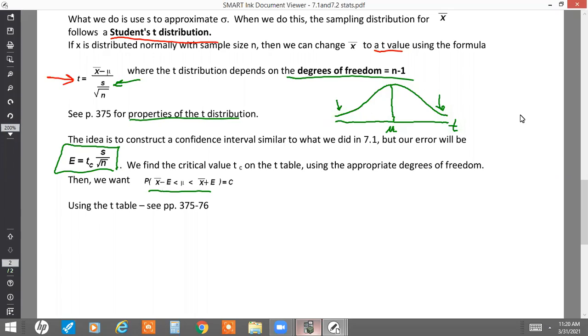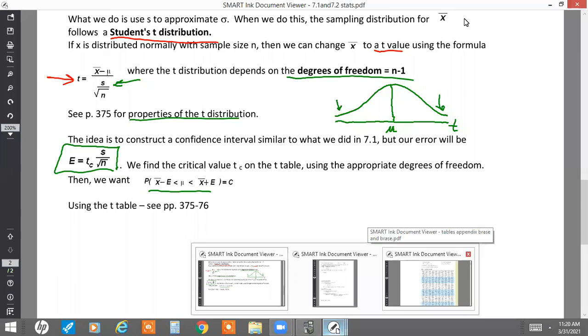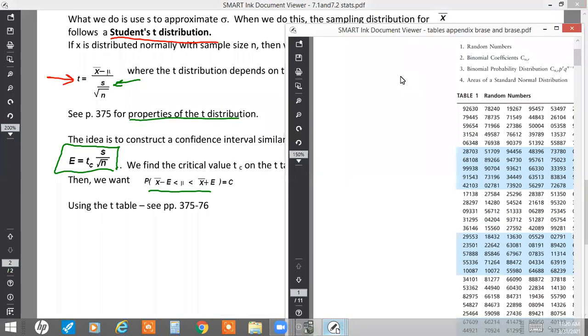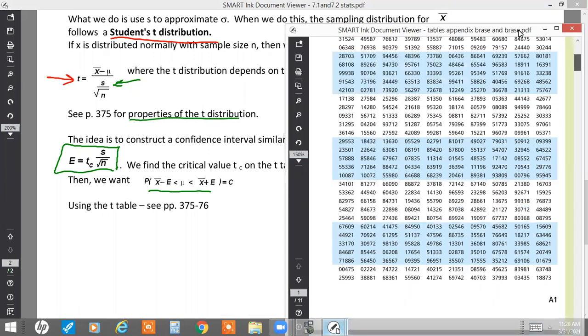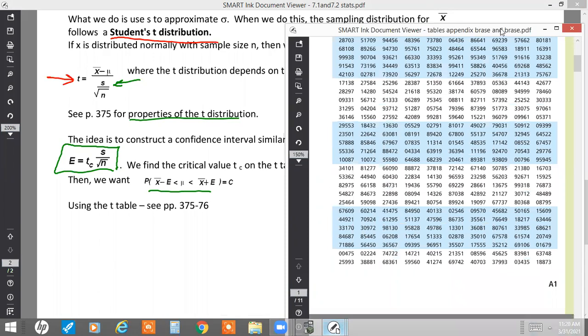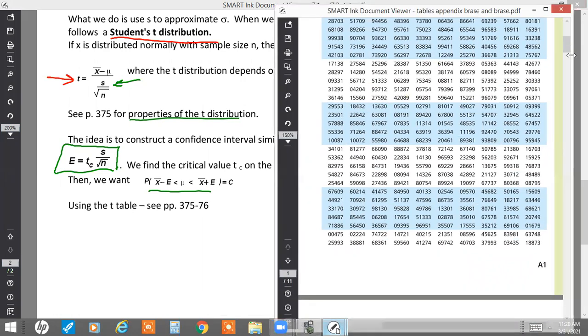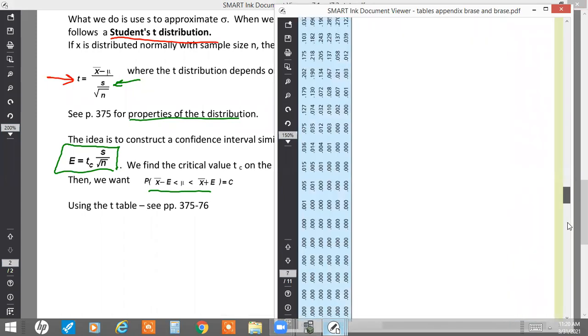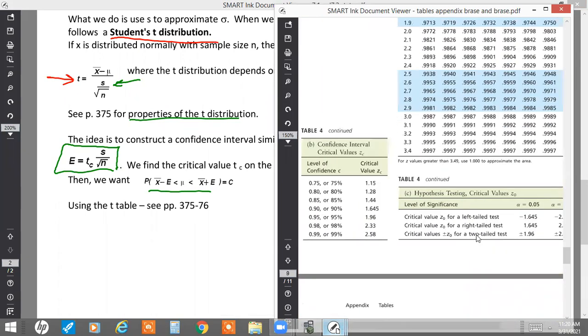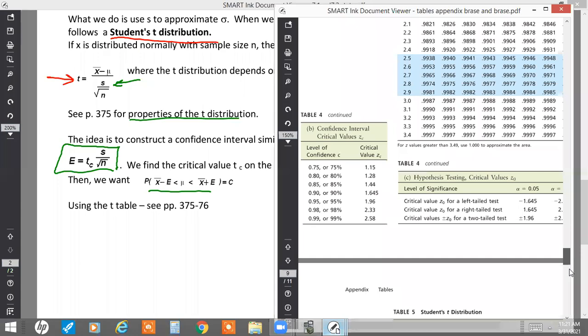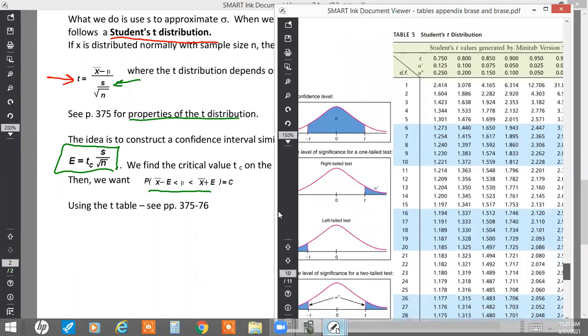All right, bear with me here, and let me bring up your appendix. I'm going to minimize that too. Okay, so we're going down, down, down to the T table. There's our Z table, there's our other Z table. Here's our students' T distribution table.